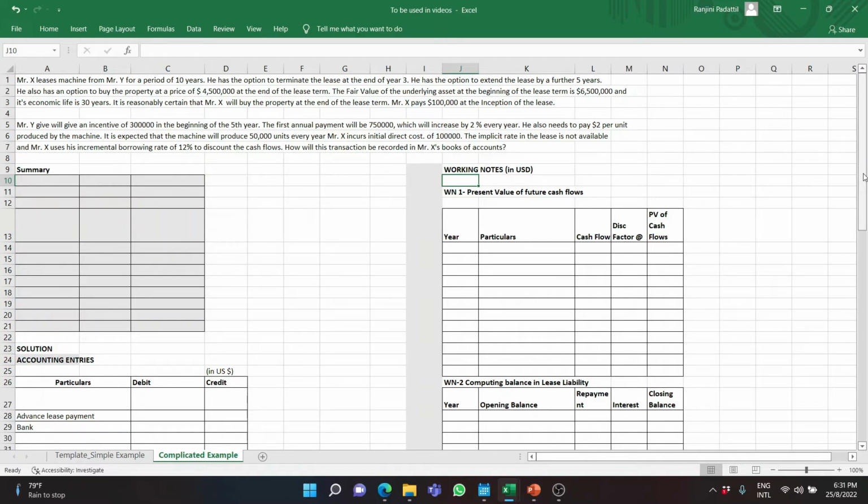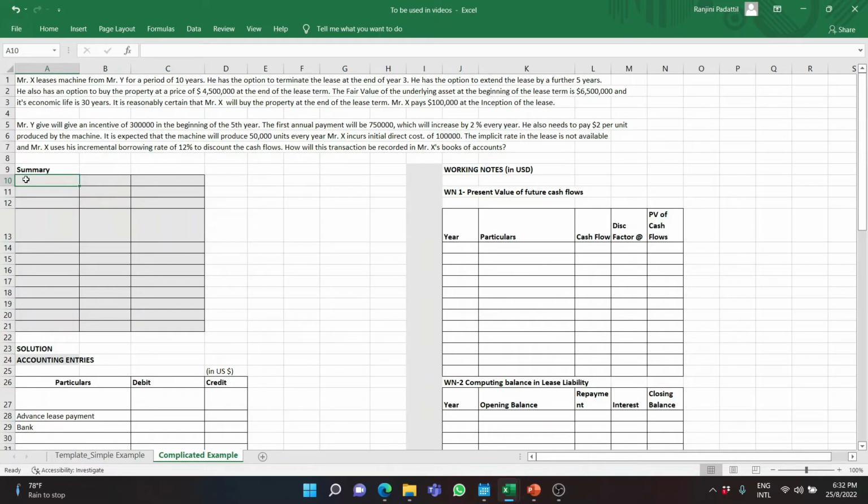He also needs to pay $2 per unit produced by the machine. It is expected that the machine will produce 50,000 units every year. Mr. X incurs an initial direct cost of $100,000. The implicit rate in the lease is not available, and Mr. X uses his incremental borrowing rate of 12% to discount the cash flows. How will this transaction be recorded in Mr. X's books of accounts? So, Mr. X is the lessee and Mr. Y is the lessor.